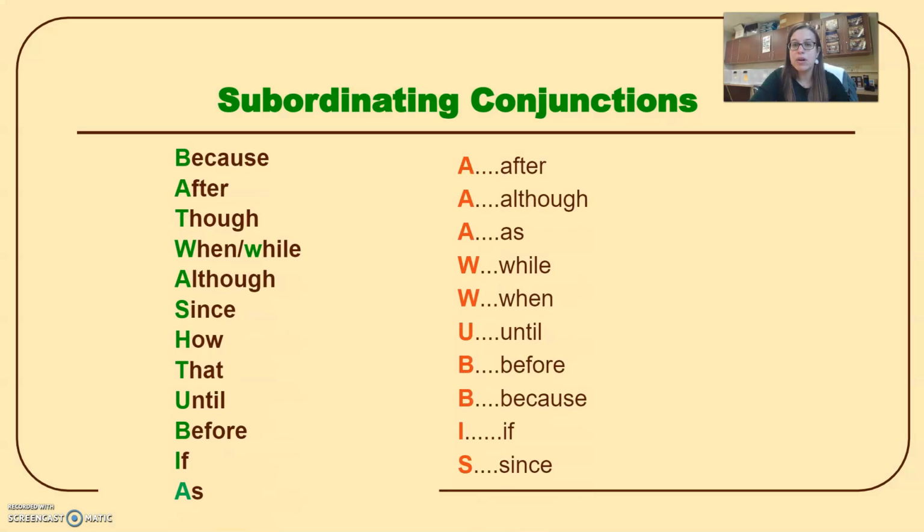So here are our subordinating conjunctions. There are more than these. These are just the commonly known ones. So after, although, as, while, when, until, before, because, if, since. So that's our woobus. Or because, after, though, when, while, since, how, that, until, before, if, as. Those are our batwash tubbiyas.